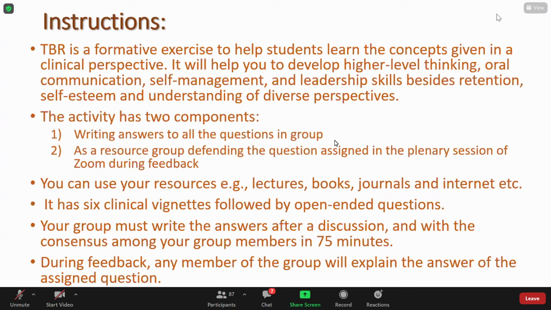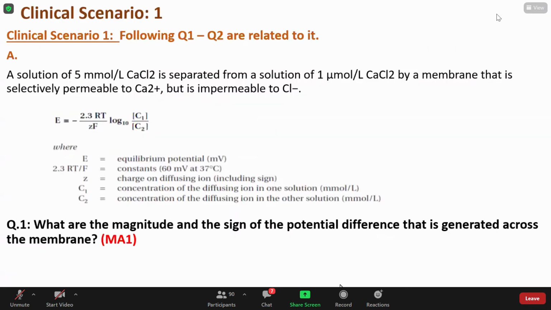I have already shared this screen previously with you, and you know the purpose and all these things. Let's move on to question number one. I'll read the question, and then Dr. Saad, could you please take any volunteer from group MA1 for answering these questions.